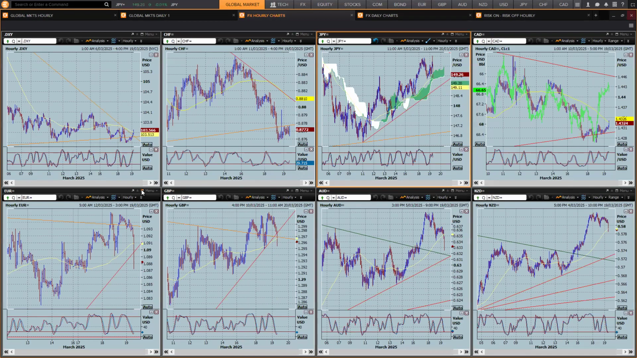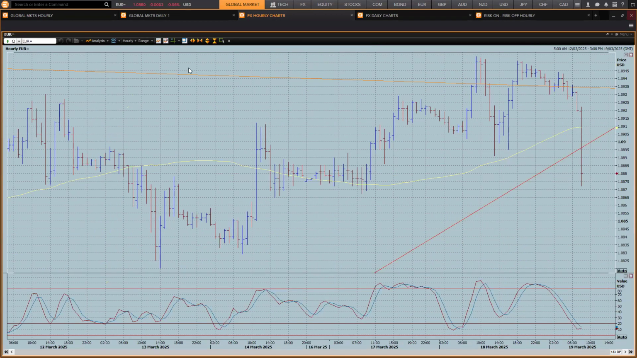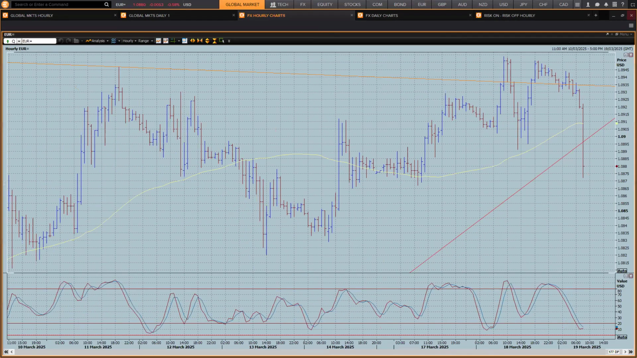Like, look at euro sort of nosediving here. I've got to see if I can find out what's going on. Let me just update my news page there. That's sort of hardcore.